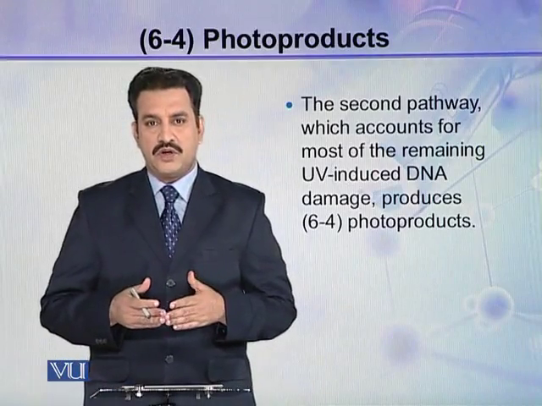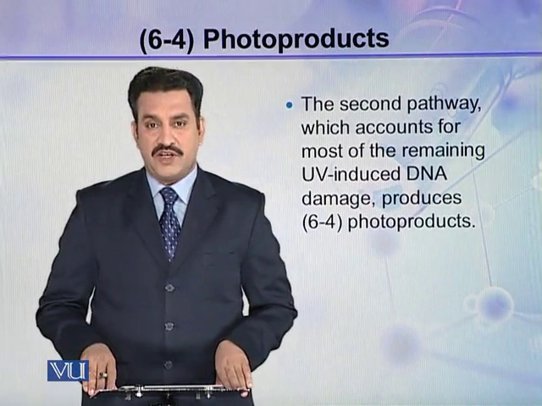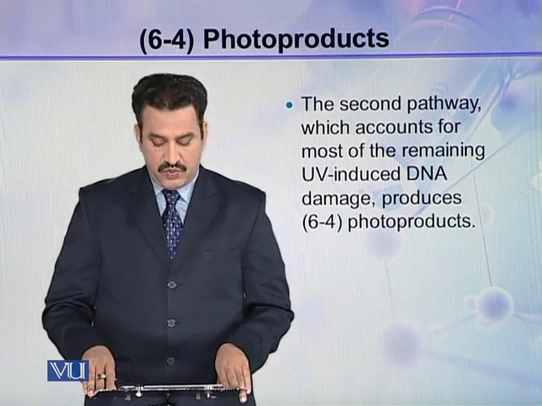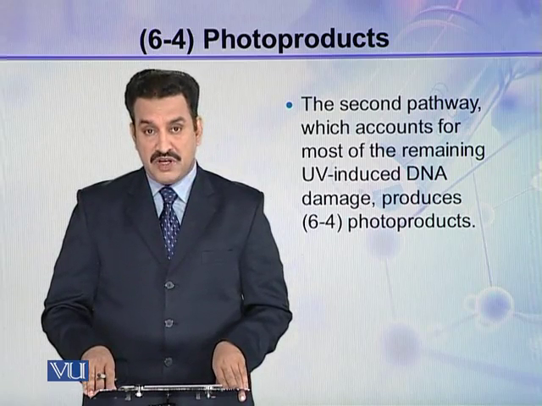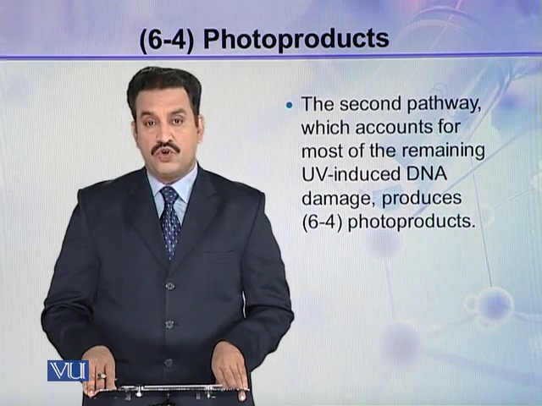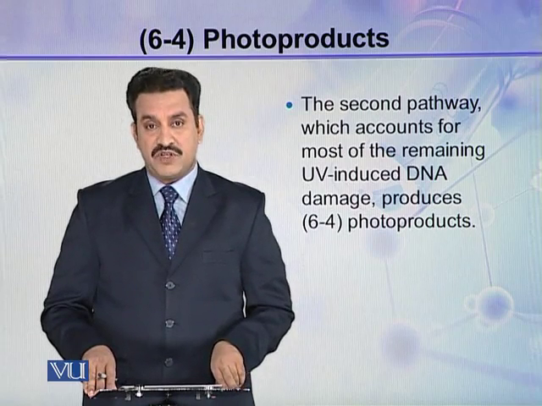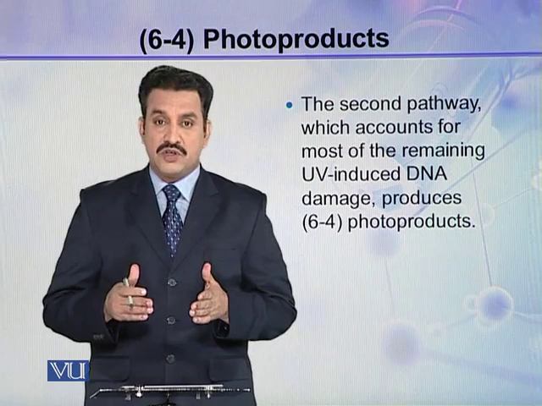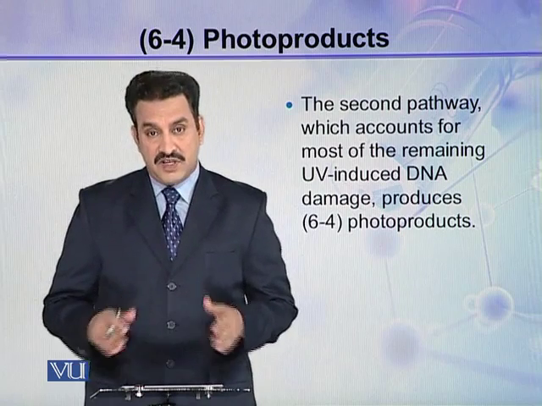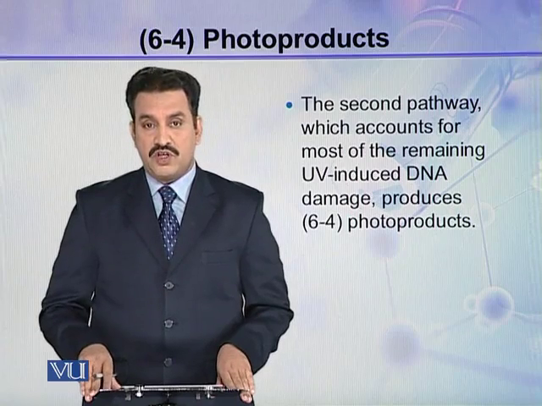So the first pathway by which UV damages the DNA was the formation of cyclobutane pyrimidine dimer. The second pathway, which accounts for most of the remaining UV-induced DNA damage, produces 6,4 photoproducts. You have seen the CPD accounts for about 75% of the total UV damage to DNA. So the remaining 25% is contributed by this pathway in which 6,4 photoproducts are formed.